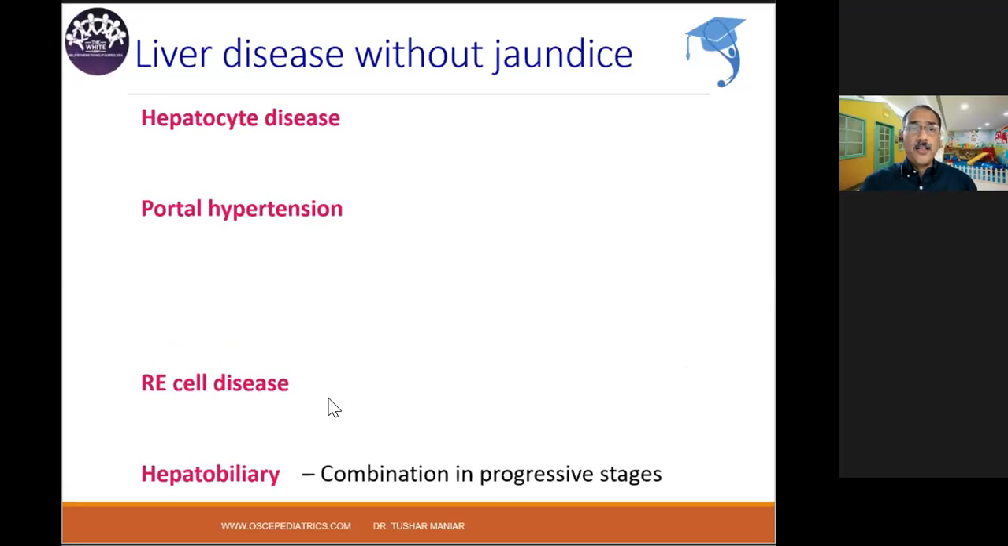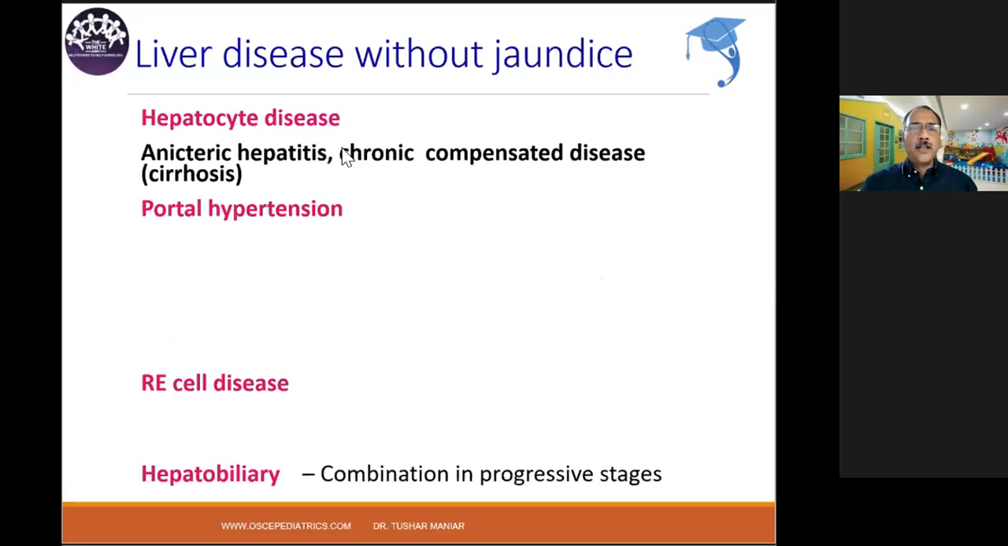But if you have a liver disease without jaundice and you want to dissect where it is fitting, think about two conditions. One is an acute condition, which is an anicteric hepatitis. And second is a chronic condition of chronic compensated disease like cirrhosis or even Wilson's, which has still not got into jaundice, because these children, when they develop jaundice, we call it decompensated liver disease. Okay. And how do you decide whether it's a chronic liver disease in that case? Any thoughts?